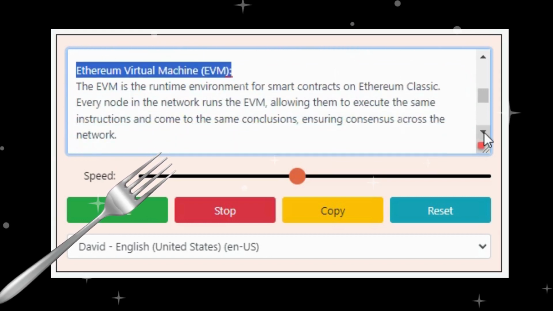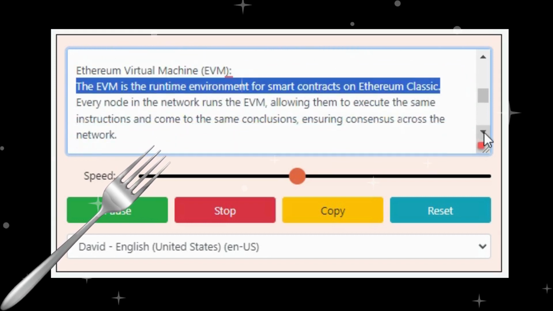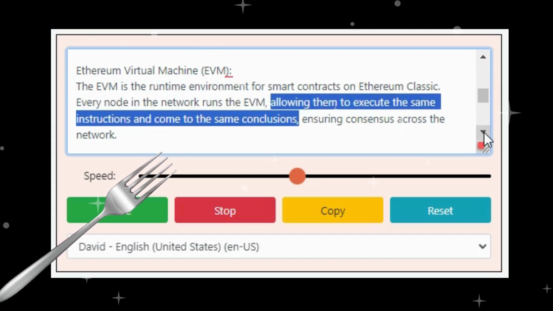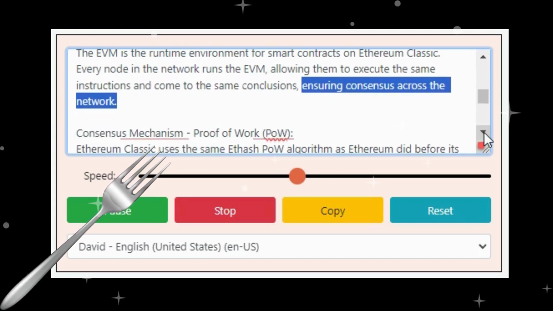Ethereum Virtual Machine, EVM. The EVM is the runtime environment for smart contracts on Ethereum Classic. Every node in the network runs the EVM, allowing them to execute the same instructions and come to the same conclusions, ensuring consensus across the network.